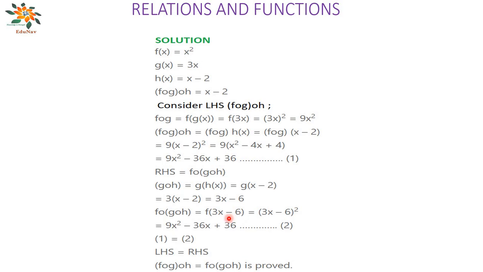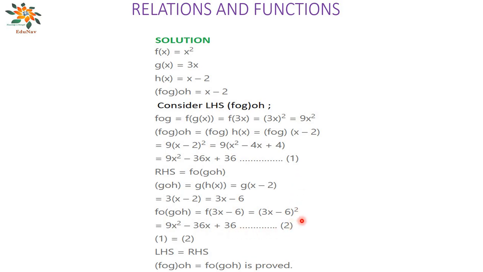So, wherever x is there, we need to replace it as 3x minus 6 in x square. That is how we have our next step to be equal to 3x minus 6 the whole square, which will be equal to 9x square minus 36x plus 36. We will have it as step number 2.